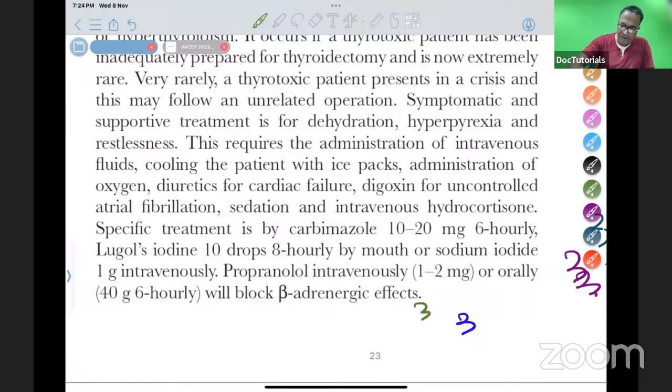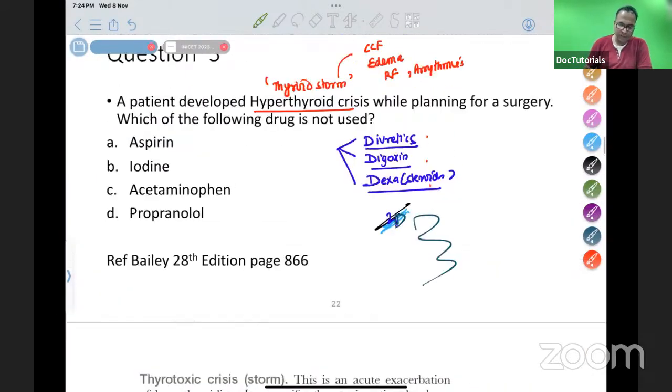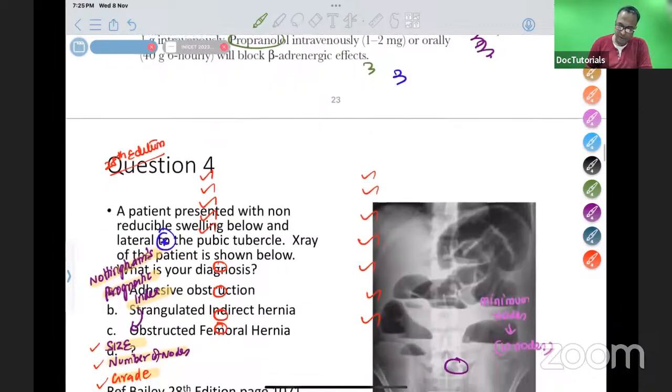Some steroids will be added, and we have to give the 3 commonly used drugs like carbimazole, Lugol's iodine, and propranolol. All these are given by IV method. If possible, you should give iodine by IV method, propranolol and carbimazole. So please don't forget, what is not used is aspirin. Paracetamol is infused for fever. Iodine, paracetamol, propranolol are used. We don't use aspirin. A simple, straightforward question.